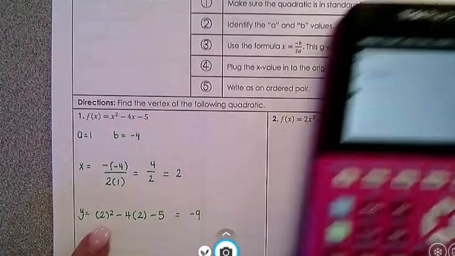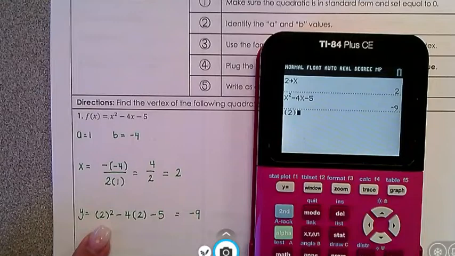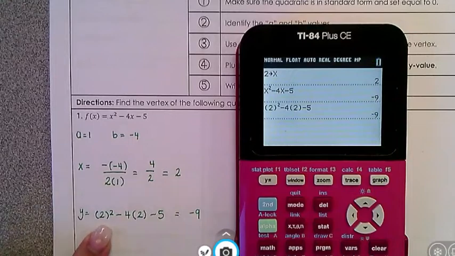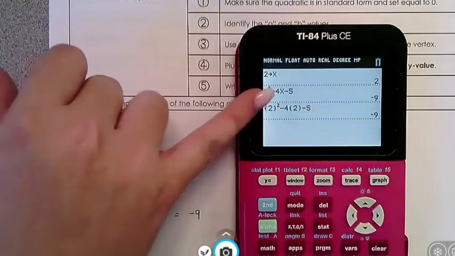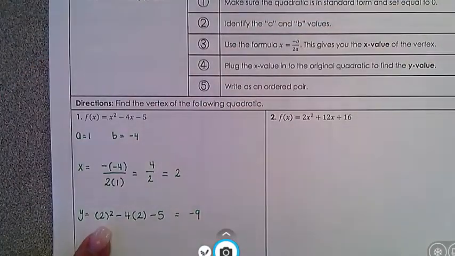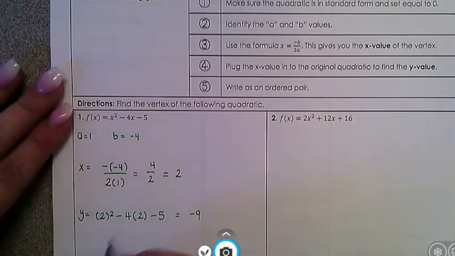You could also do it like this: 2 squared minus 4 times 2 minus 5. Either way. But especially when there's more negatives, I would recommend storing. So this means that our vertex is the point 2, negative 9.